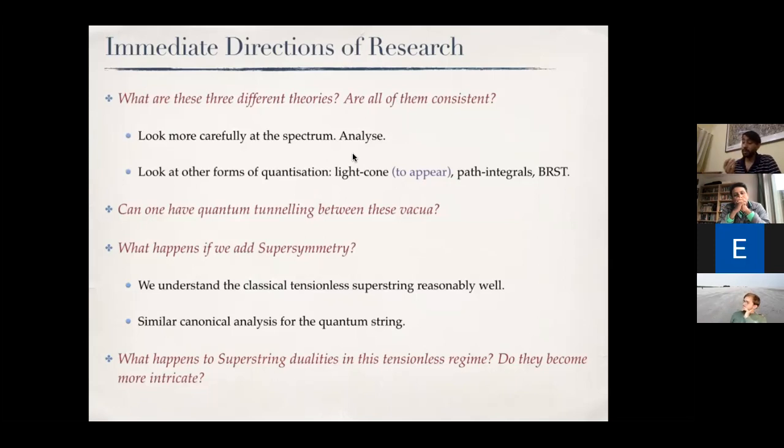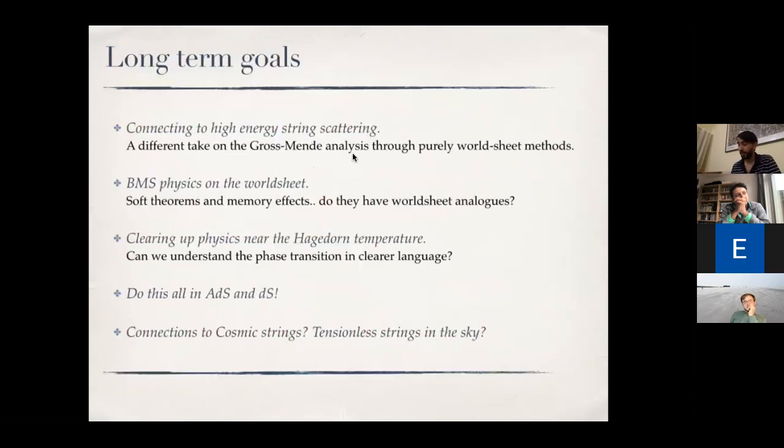We need to understand what happens when we add supersymmetry. We understand the classical superstrings reasonably well. We can try to do what we did here for that as well. So again, we could think about superstring dualities in this regime. Do they become more intricate and so on?